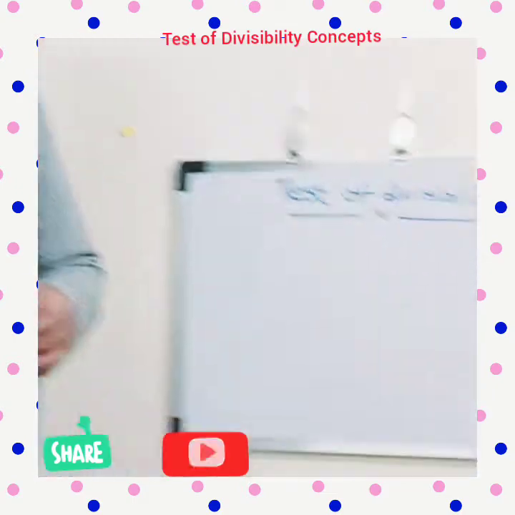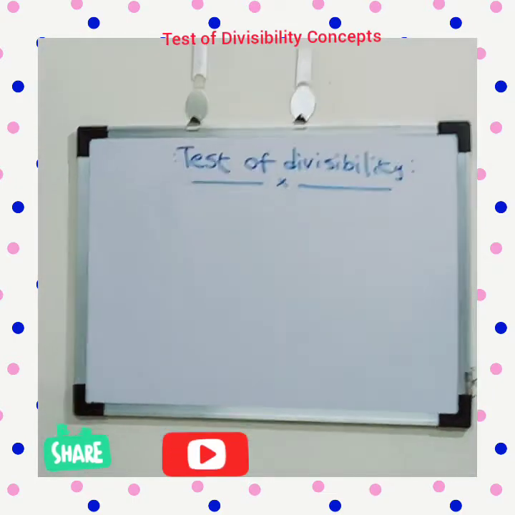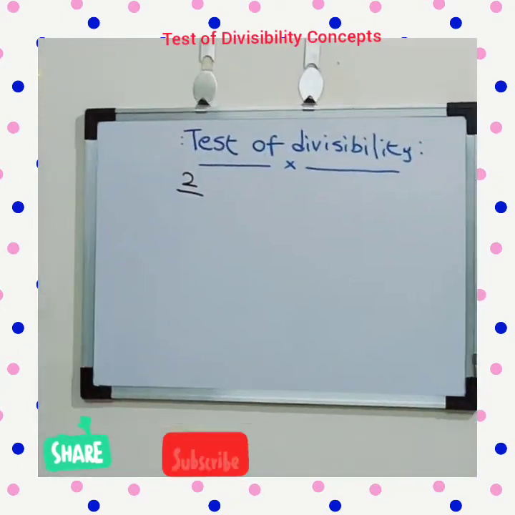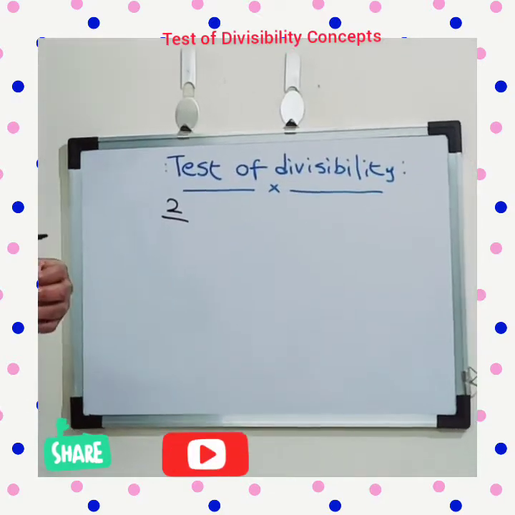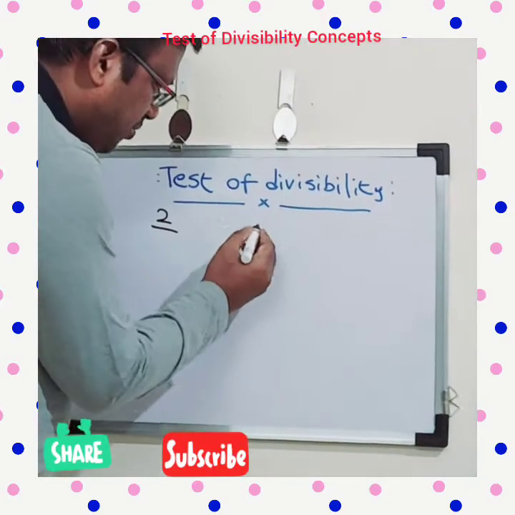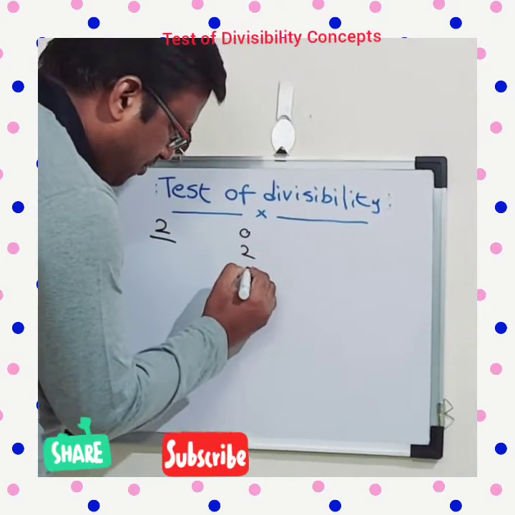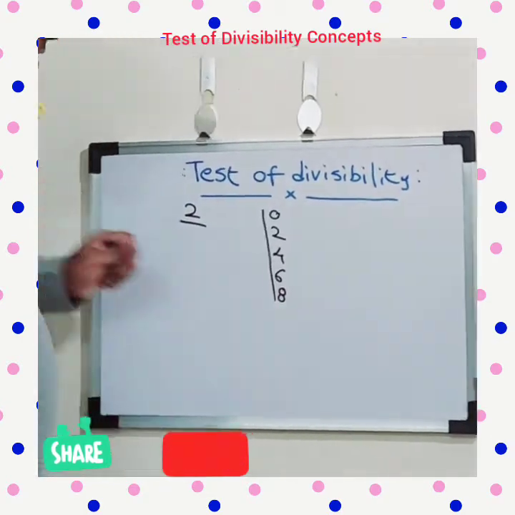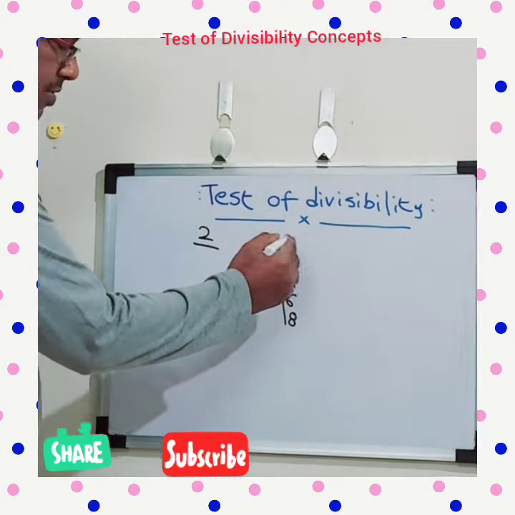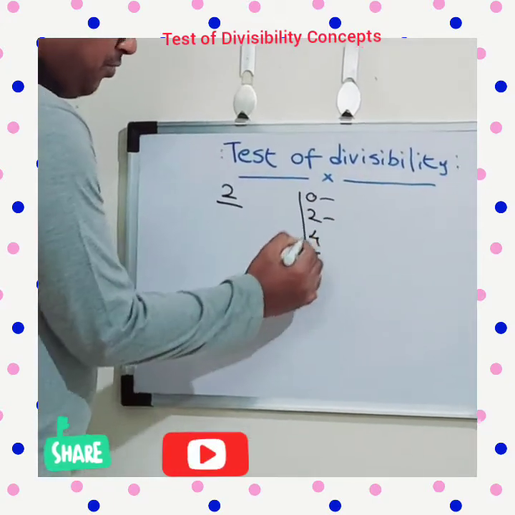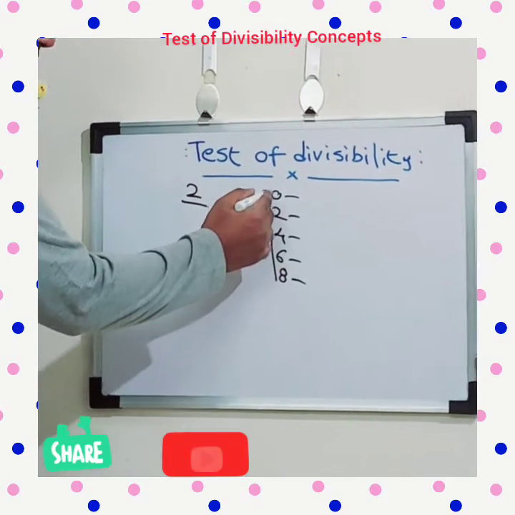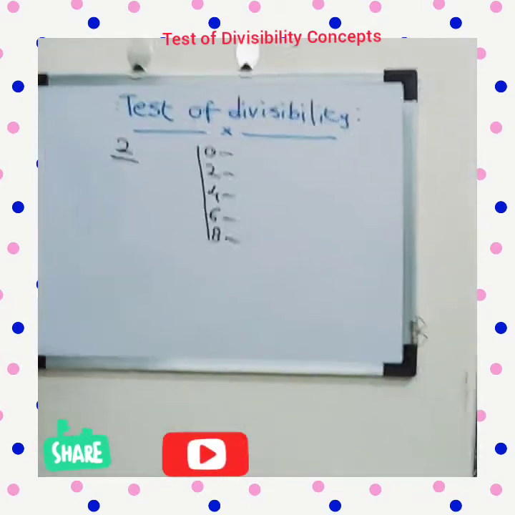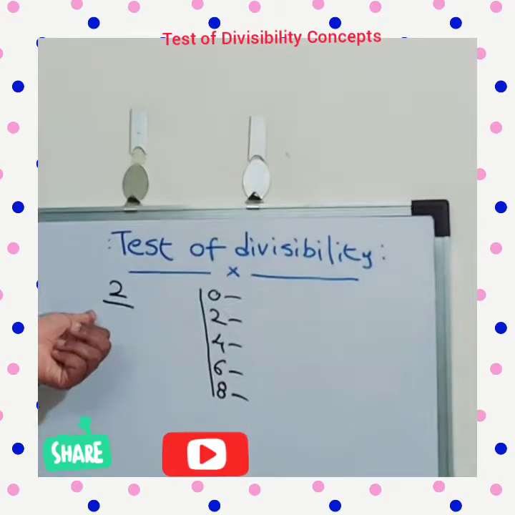Okay. So we'll talk about the test of divisibility rule for number 2. Any number, if it wants to be divisible by 2, the end position of the number should be either 0, 2, 4, 6, or 8. If the last digit, that is the unit place digit of a number, is any of these, then the number should be divisible by 2.